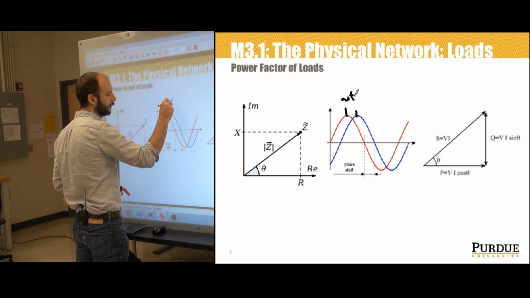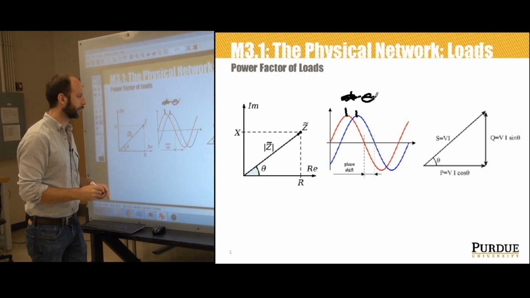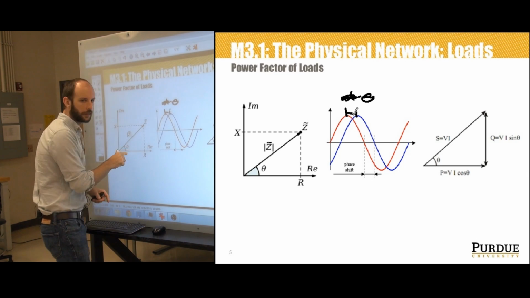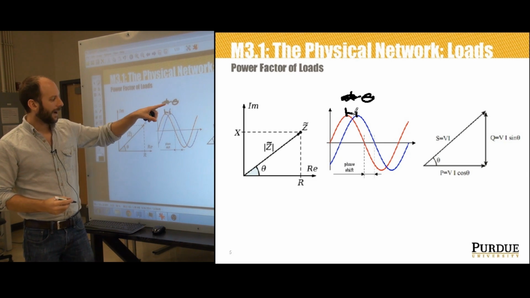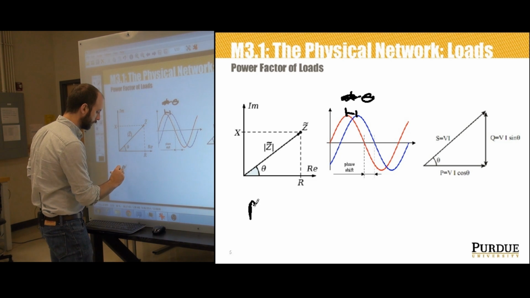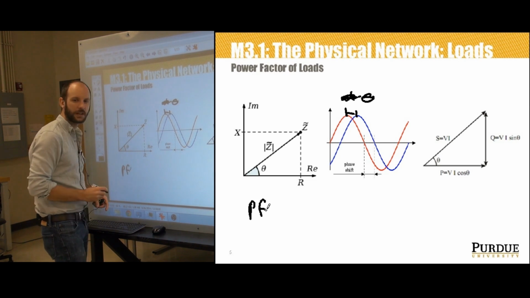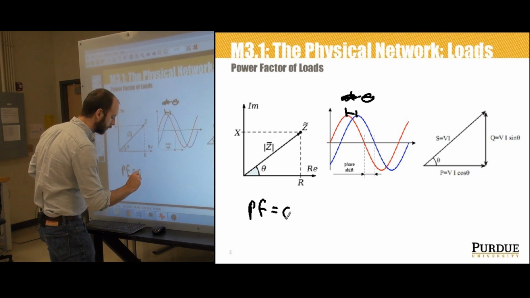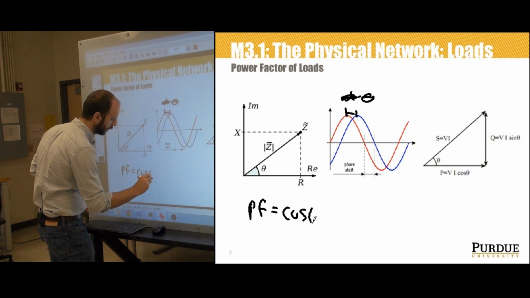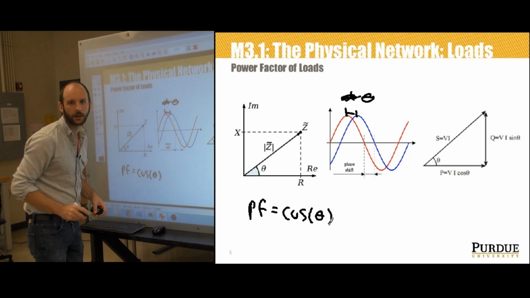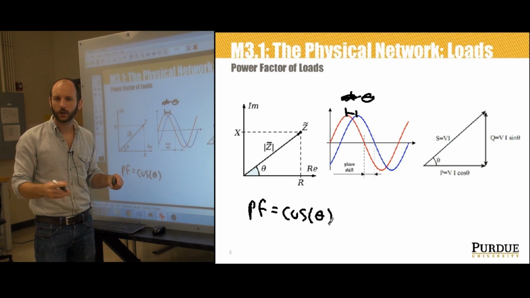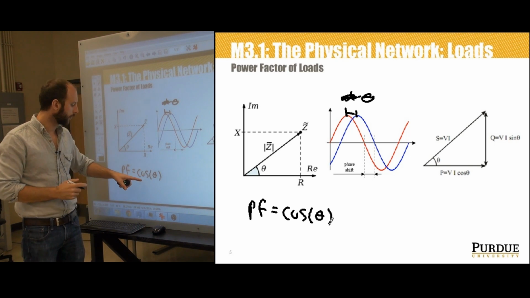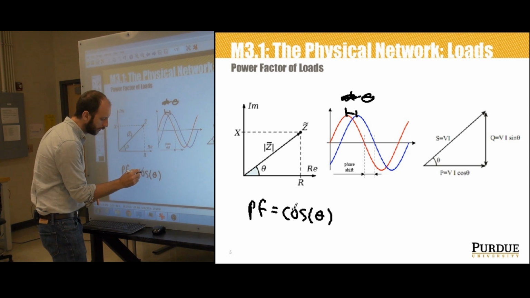Sorry, not omega t. Theta is the same. Theta, it's all the same. Power factor, as we said before, given PF, is by definition the cosine of theta, right? So that's usually how we'll calculate it. We'll use this cosine of theta.